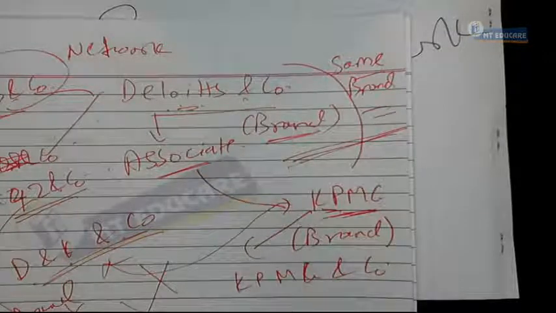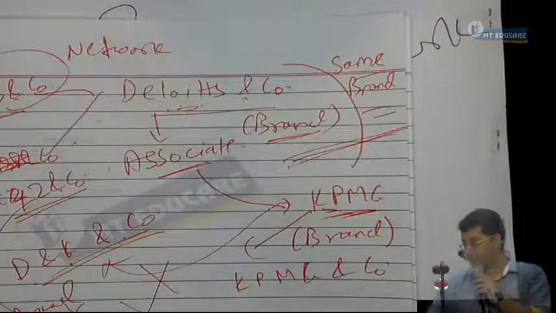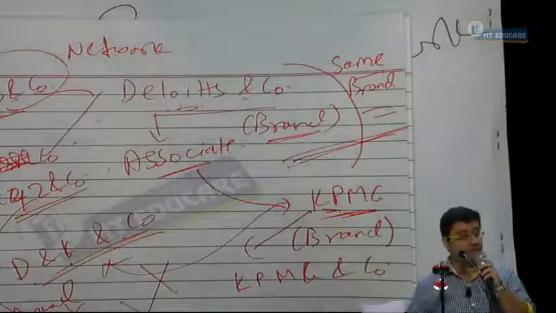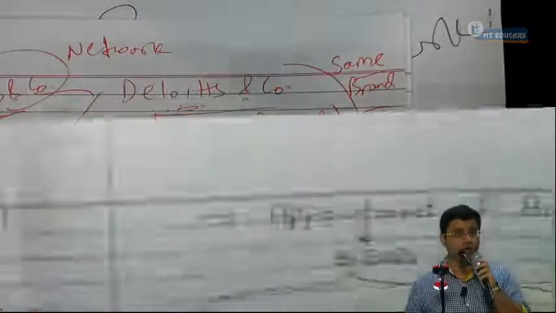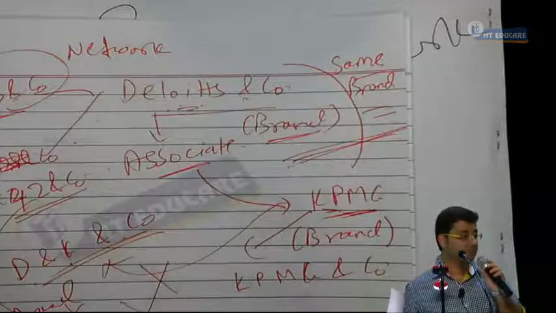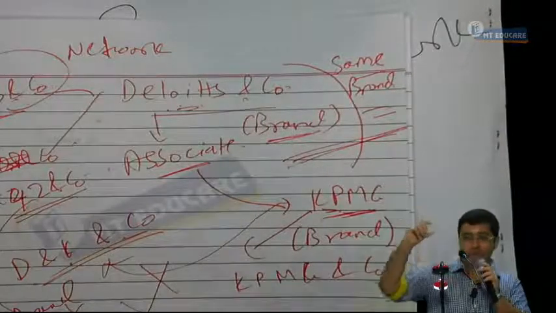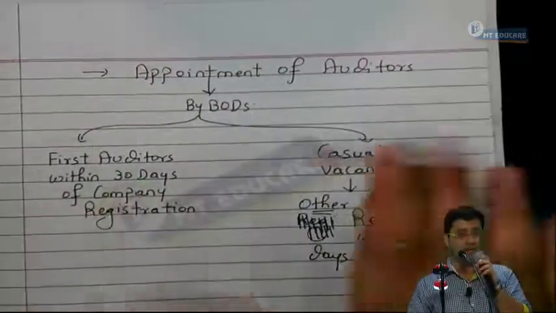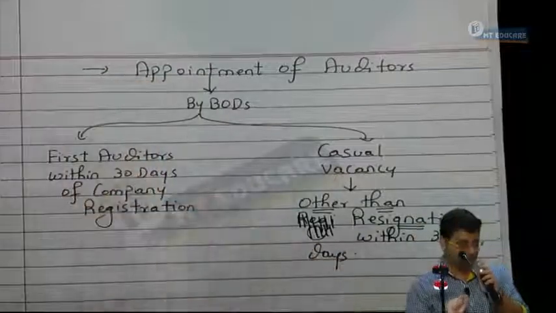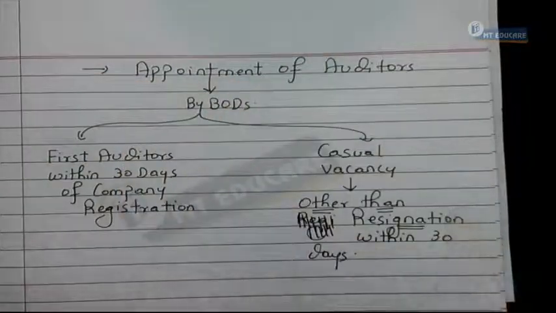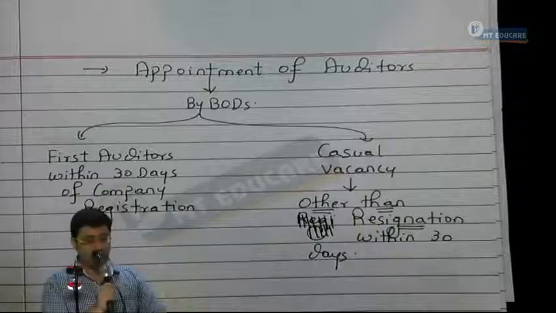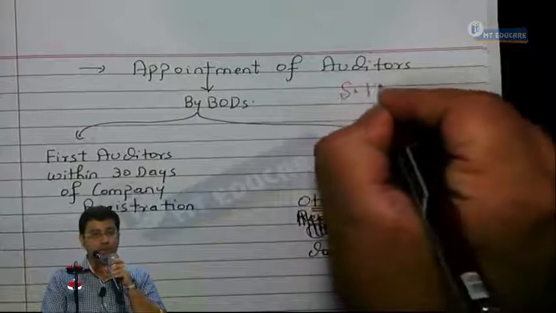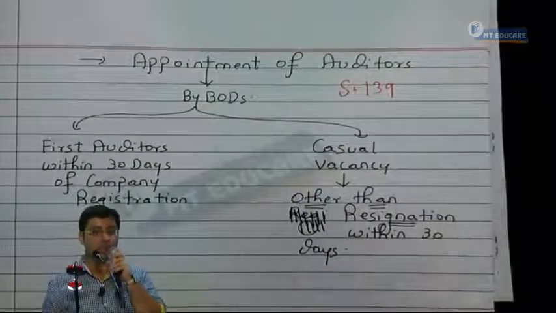Now, is Section 139 over? No, not yet. I have discussed only rotation. I think we made the heading appointment and rotation. Appointment is still pending. Now, sir, after so much discussion, still it is pending? Yes. I want you to give a subheading, appointment of auditors. The rotation part of Section 139 is over. Now you give the heading appointment of auditors and just copy this small chart, please.